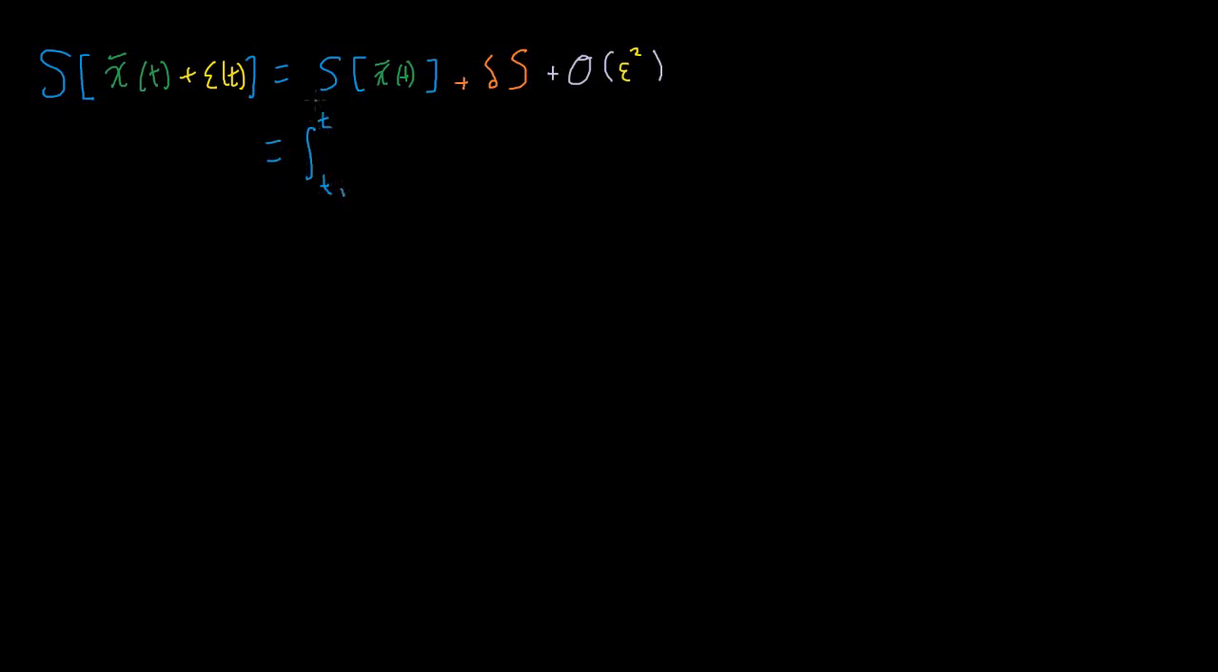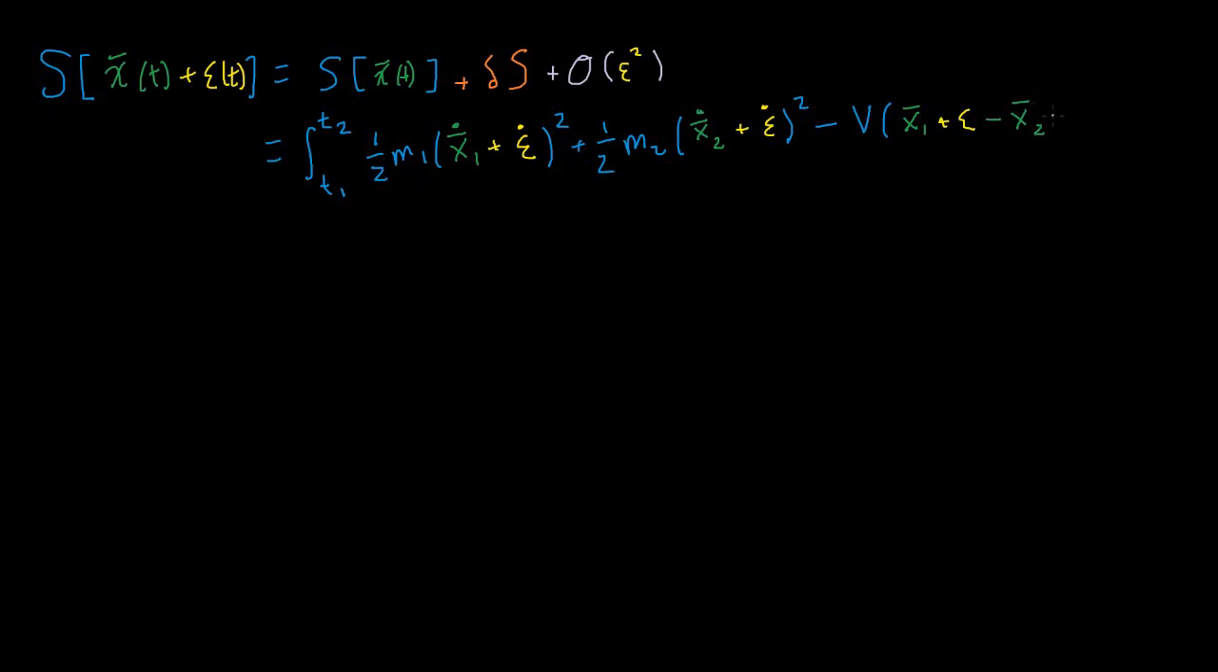So it's equal to the integral from t1 to t2 of 1/2 m1 times (x1 bar dot plus epsilon dot) squared, remember this is a function of t, and epsilon is also a function of t, I'm just not writing (t) anymore, plus 1/2 m2 times (x2 bar dot plus epsilon dot) squared, minus v of x1 bar plus epsilon minus x2 bar minus epsilon. And then all of that times dt.